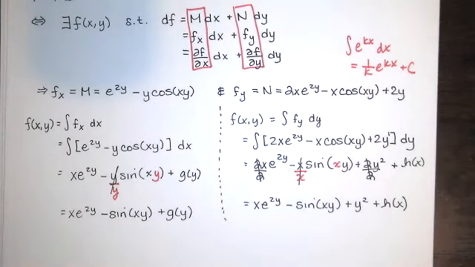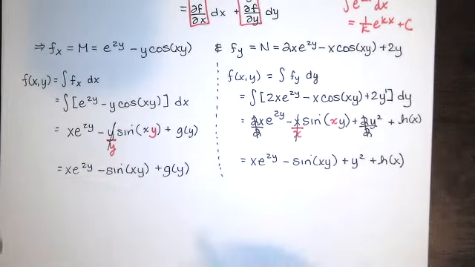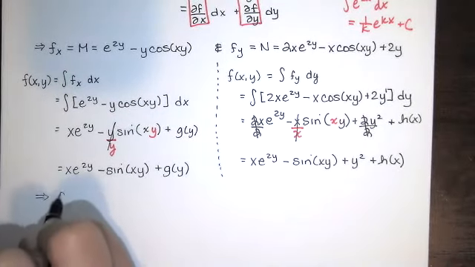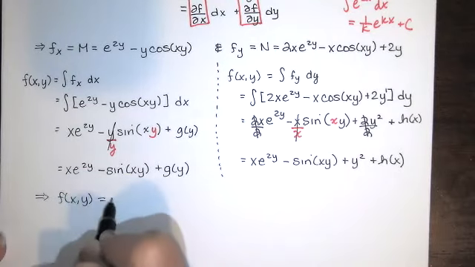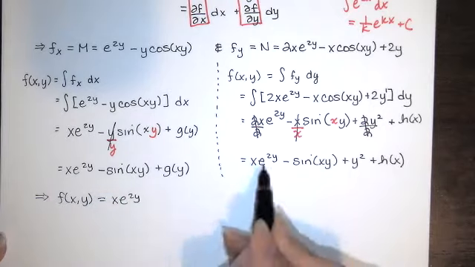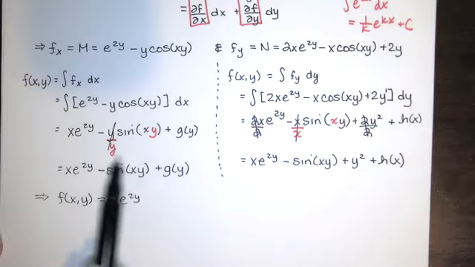Now both of these are f of xy, and we're trying to find f of xy in general. So this has to be equal to this. Well, according to this, it has an x e to the 2y in it. This also shows me the same thing. According to this, it has a negative sine of xy.